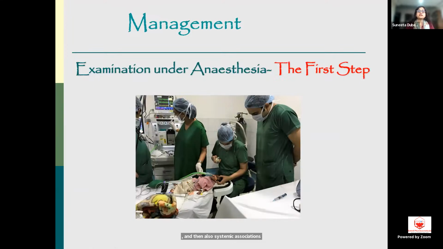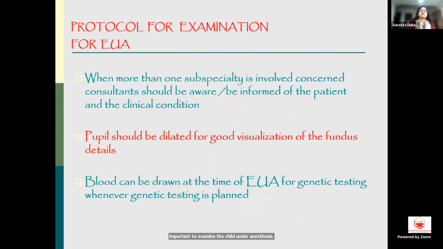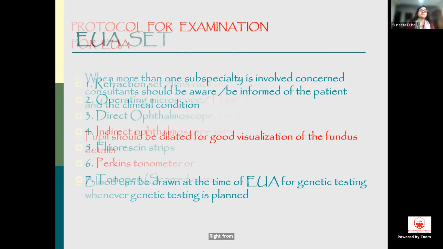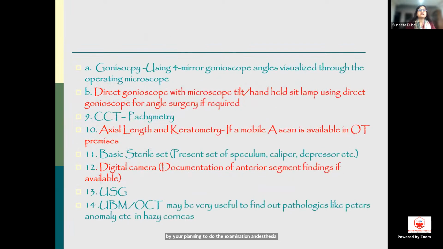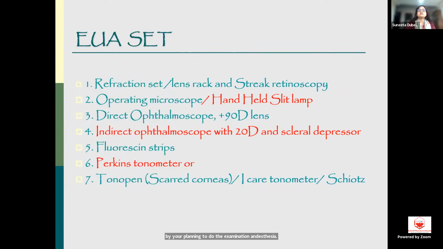First and foremost, I think it's important to examine the child under anesthesia. Examination under anesthesia is the first step. You should see everything, right from the iris, gonioscopy, pressure, and fundus evaluation under dilatation. You should keep your EUA set handy while you're planning to do the examination under anesthesia. These are the things which we keep ready. We have a handheld slit lamp also, but you can perform the examination under the microscope.